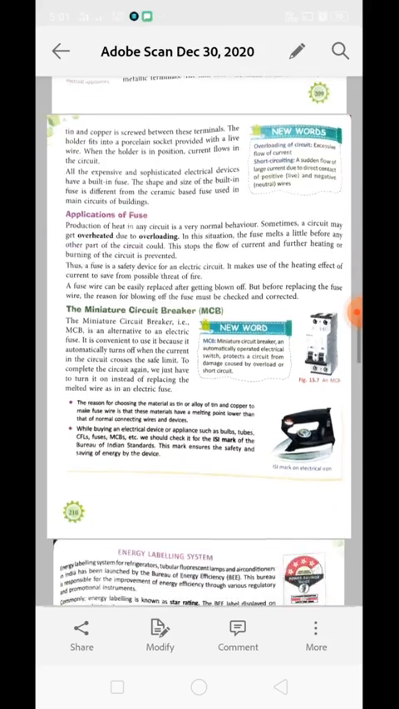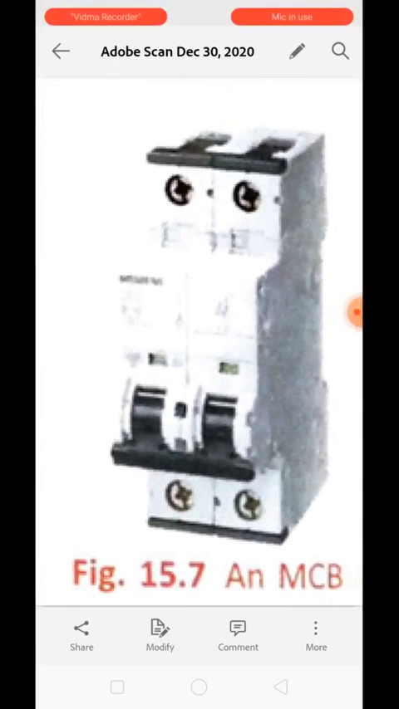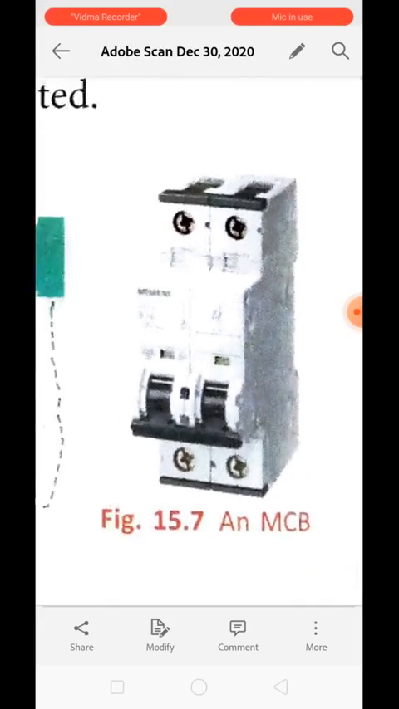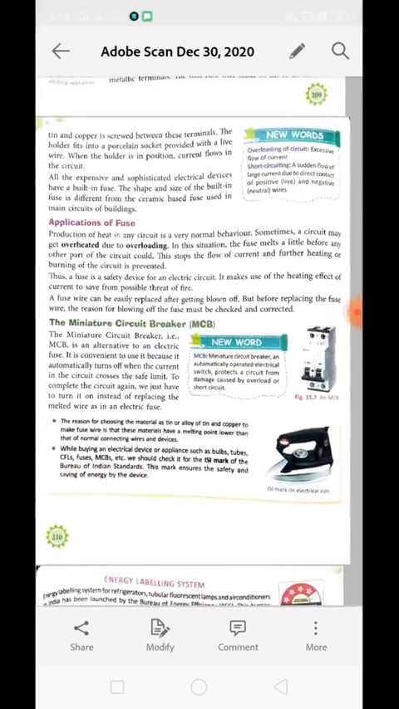Now, this is an MCB. This is what? This is an MCB. MCB means miniature circuit breaker. It is basically applied in every house to ensure safety. The miniature circuit breaker, that is MCB, is an alternative to an electrical fuse. It is convenient to use because it is automatically turned off when the current in the circuit crosses the safe limit. To complete the circuit again, we just have to turn it on instead of replacing the whole metal wire, as we have to do in the electrical fuse.